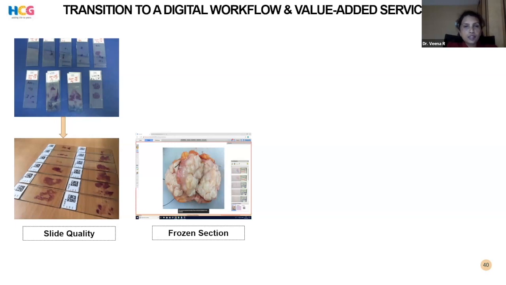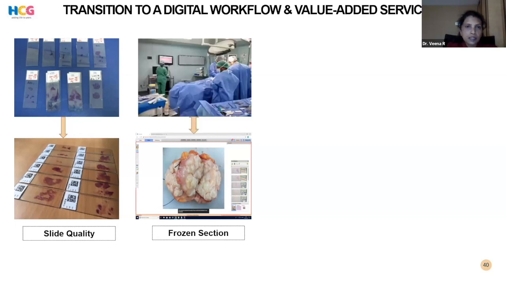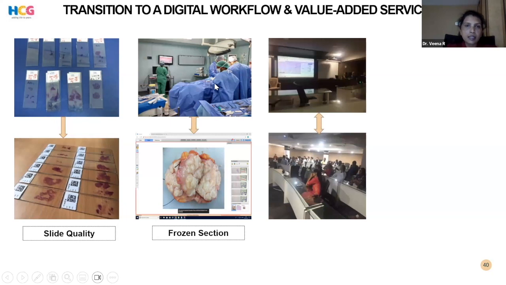Now we'll do frozen sections as well. We are able to take an image of the frozen specimen, attach it to the whole slide image in the scanner, and then communicate directly with the surgeons in the operation theater. We are able to mark areas in this and show it to the surgeons. So you can see the screen here. He is the operating surgeon, so he is able to see what we are referring to, which margin we are referring to, and then he is also able to see the slides and mark the areas. So conversation has become very easy.